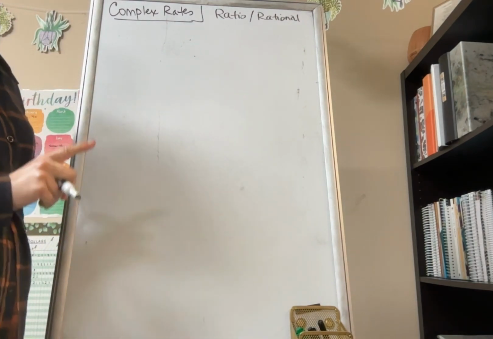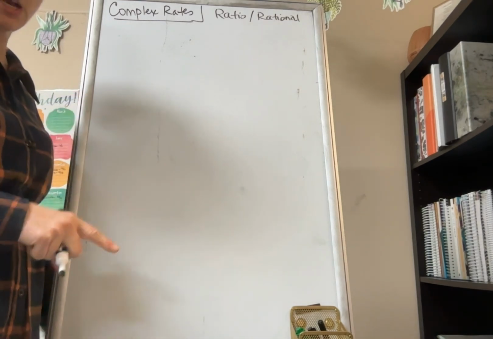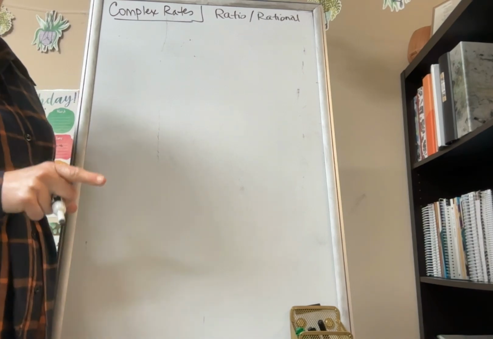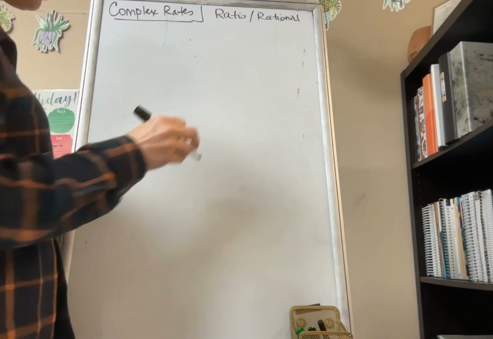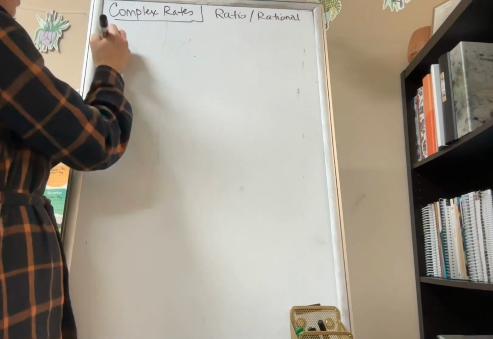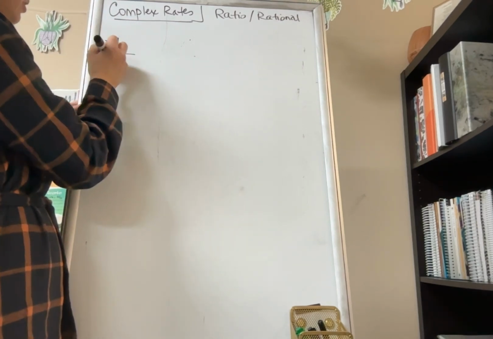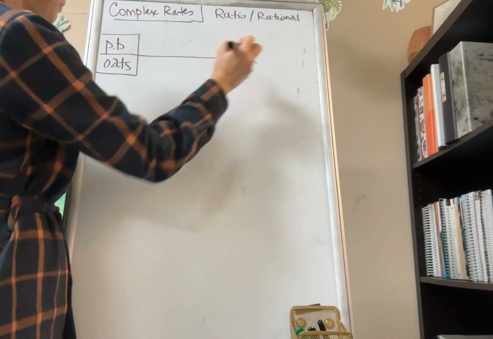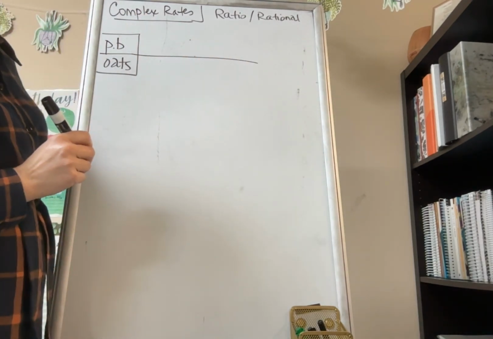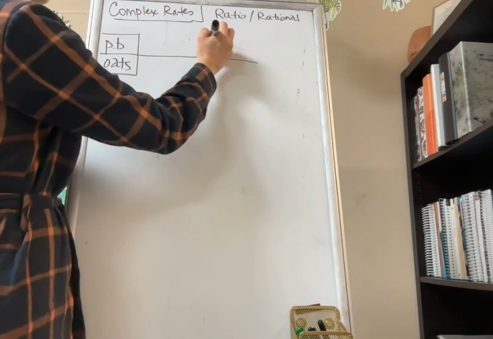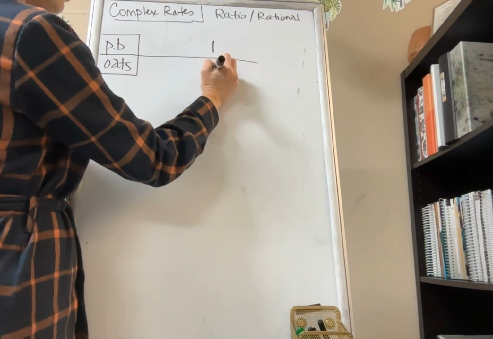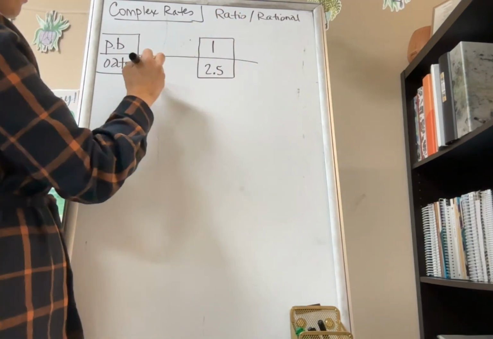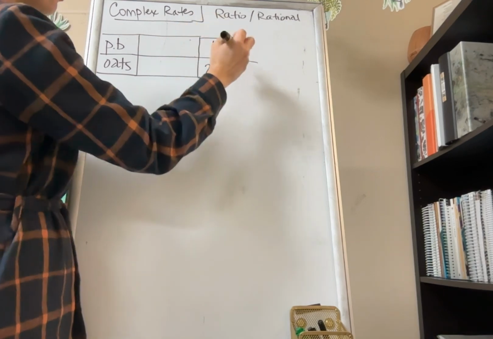So page 279 tells us that the same cookie recipe that we were talking about in example 2 calls for 1 cup of peanut butter and 2.5 cups of rolled oats. Okay, so we have peanut butter and oats. Now, this ratio is 1 cup of peanut butter for every 2.5 cups of rolled oats.